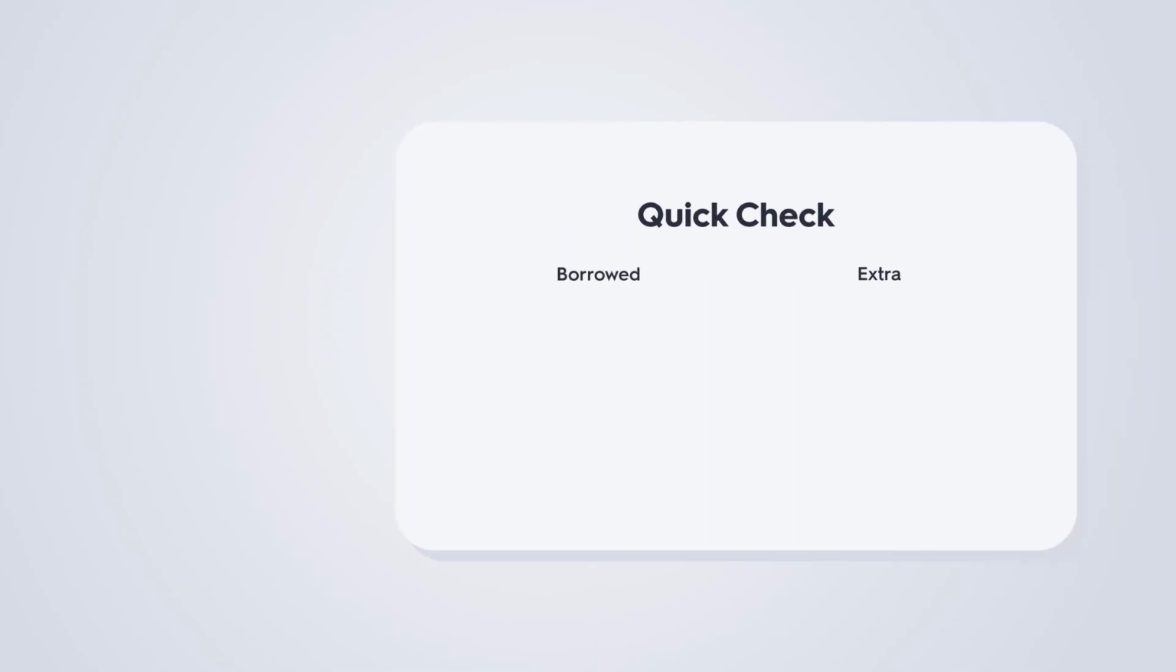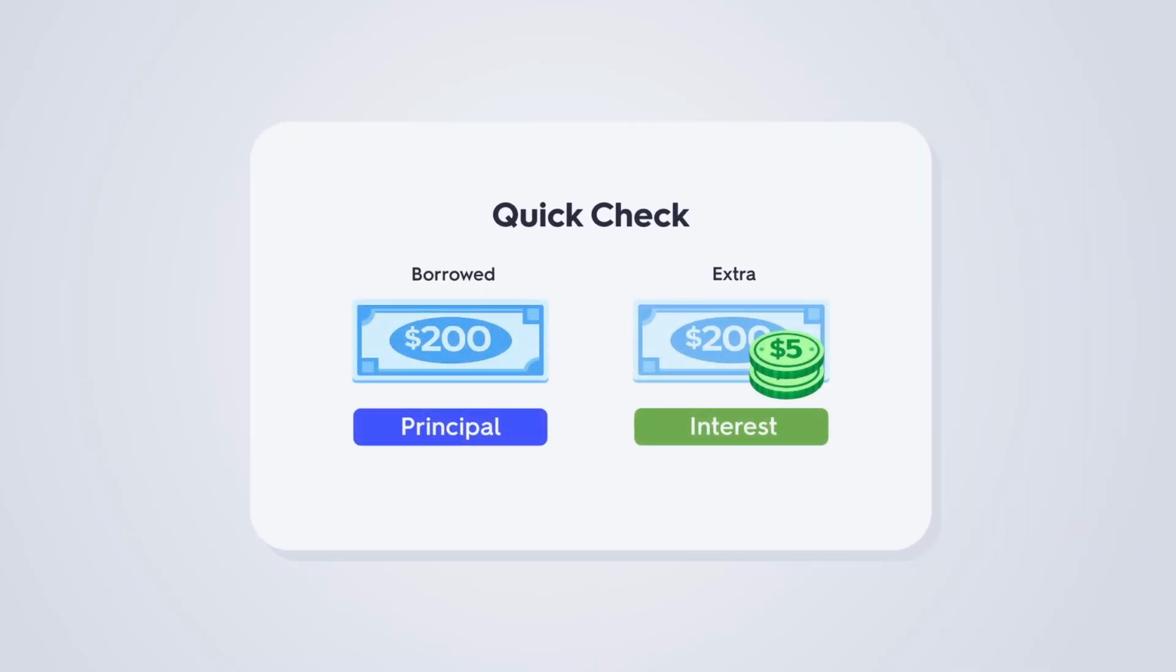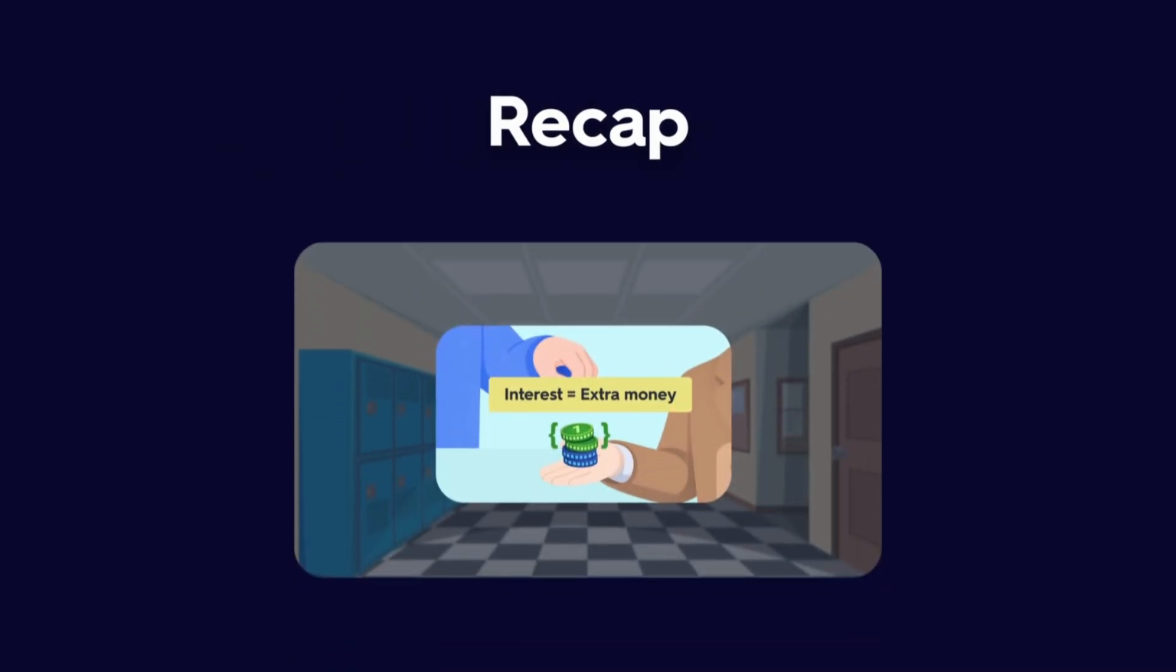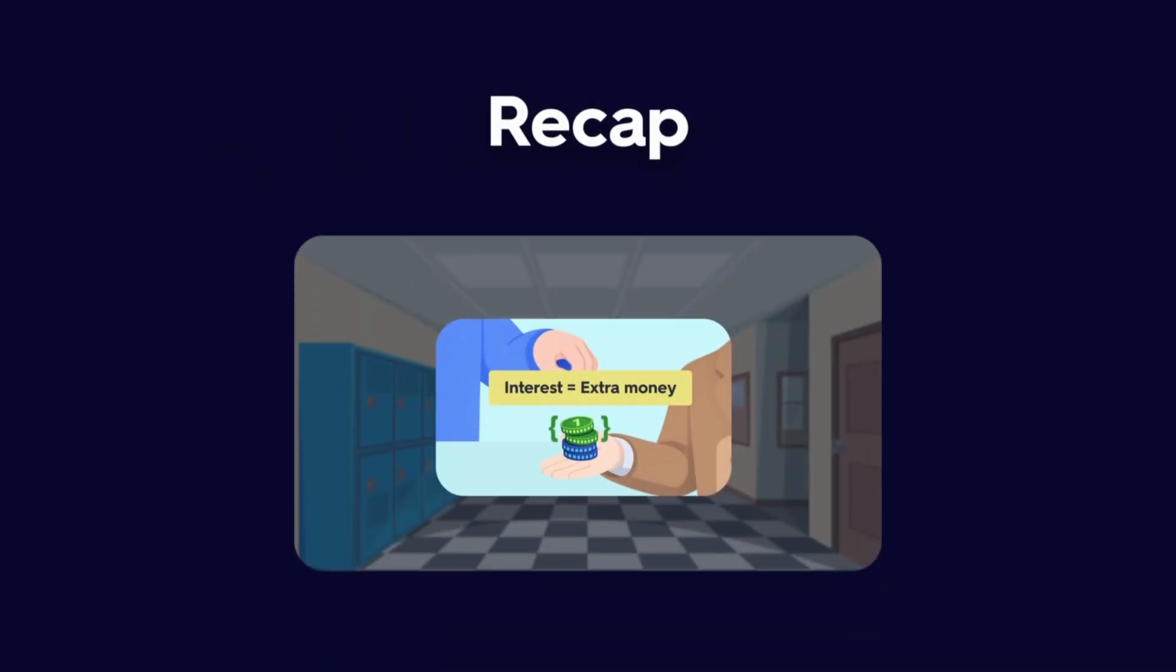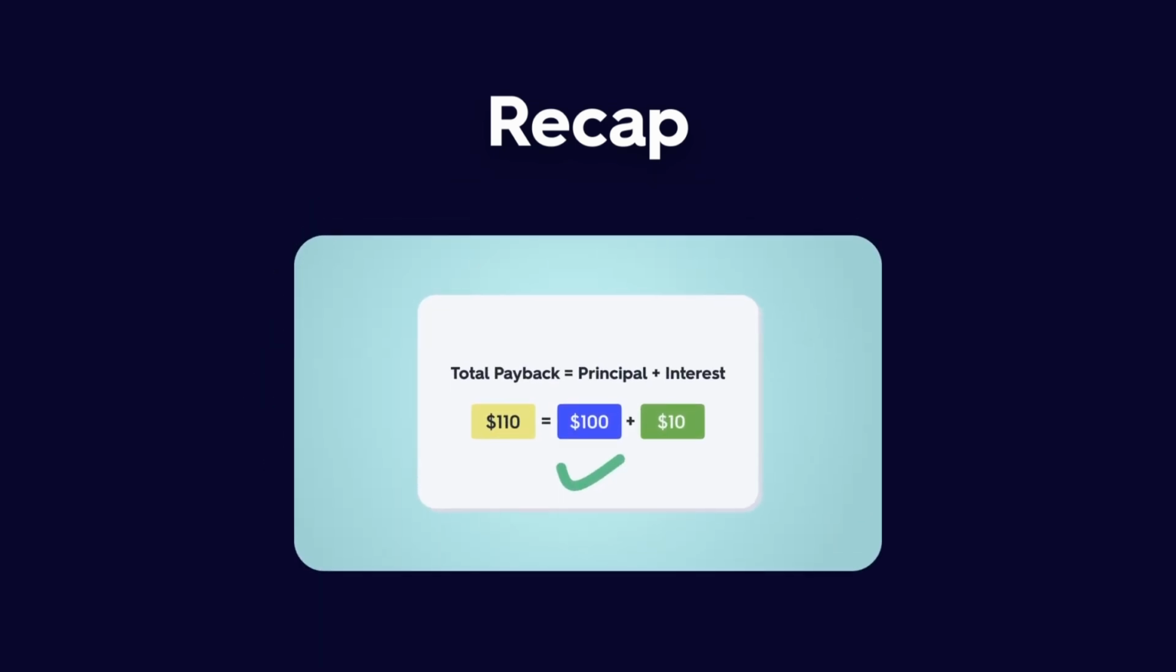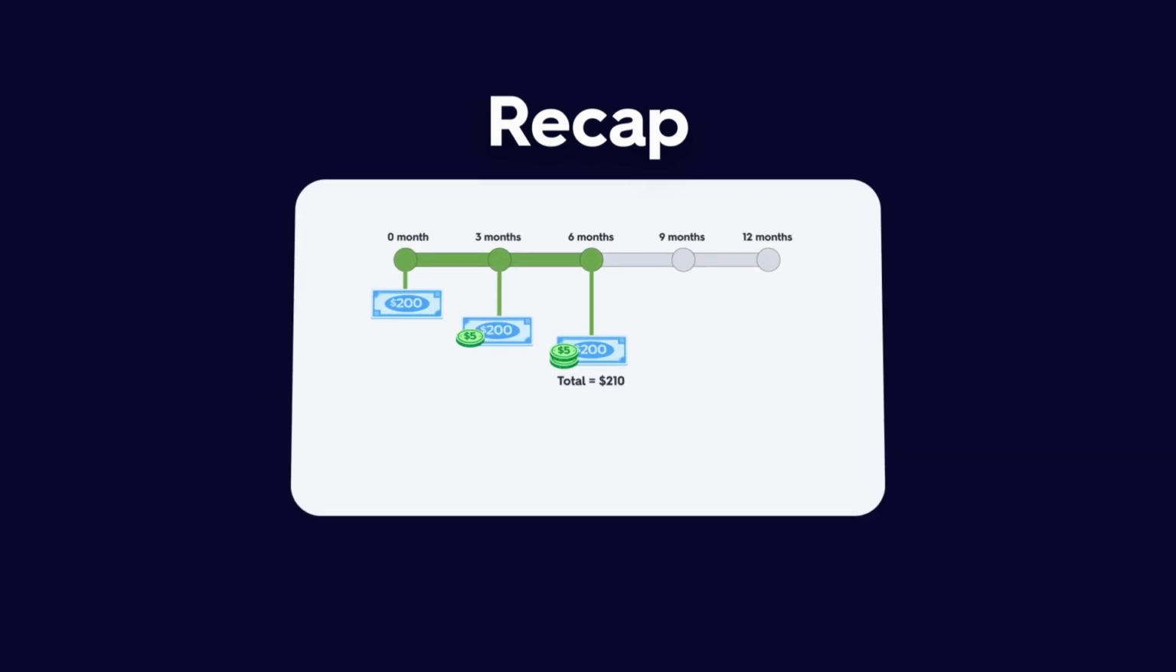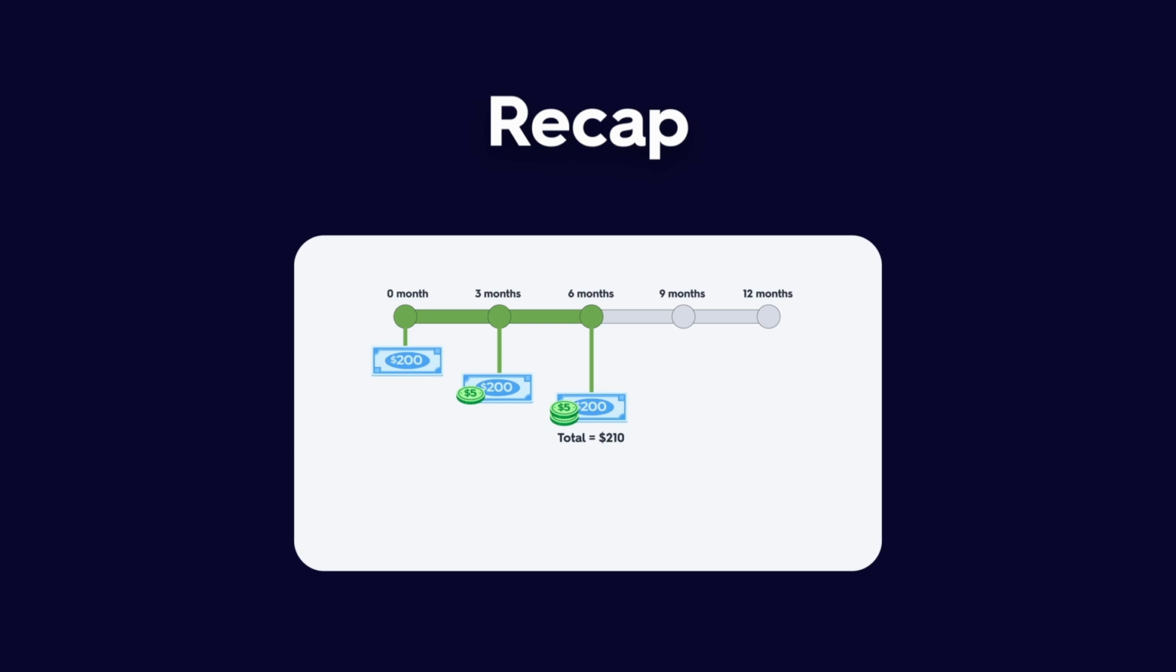If you're unsure, ask yourself one quick question. Is this number the borrowed amount or the extra? That single check prevents most mistakes. To recap, interest is the extra beyond what you borrowed. Principal is the original amount. Total payback is principal plus interest, like 50 to 55 or 200 to 210.